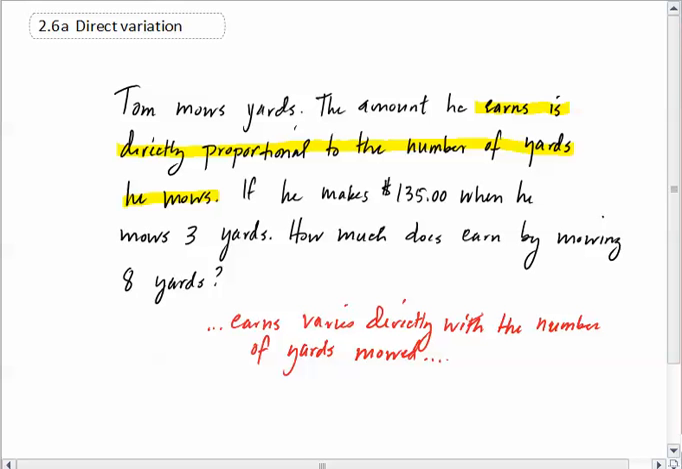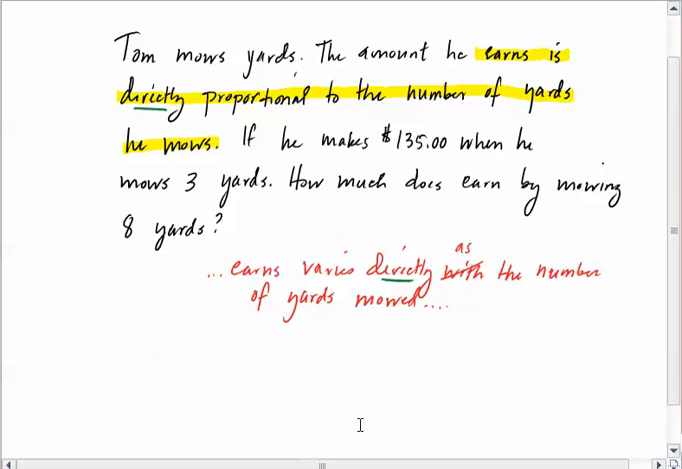We also could even say the word as: the amount he earns varies directly as the number of yards mowed. So all of those things are saying the exact same thing. Notice the word in common is the word directly. If you see the word directly, you know that we're talking about a relationship in which, if one variable doubles, the next variable is going to double. If one variable triples, the next variable is going to triple. They're directly proportional. They're doing the same thing and moving in the same direction with the same proportion every time.